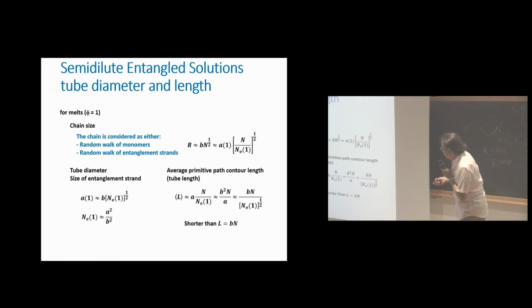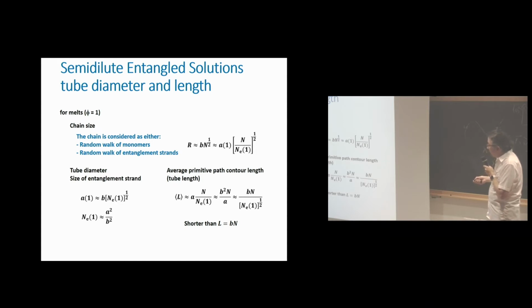So you can see that a is proportional to b, it's the product of b and Ne to the power of 1/2. This relation has been shown this morning. So Ne is equal to a squared over b squared.